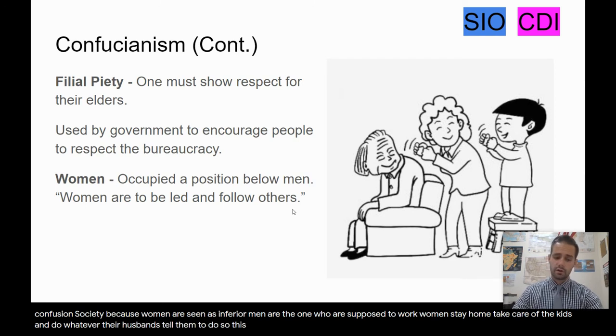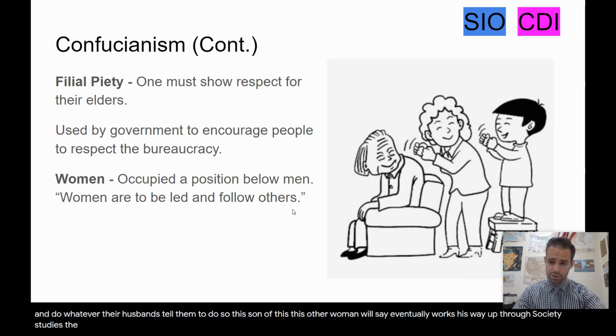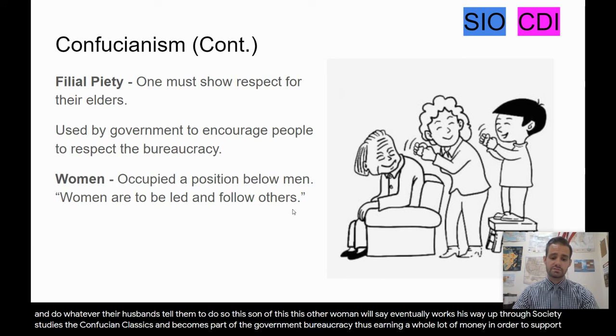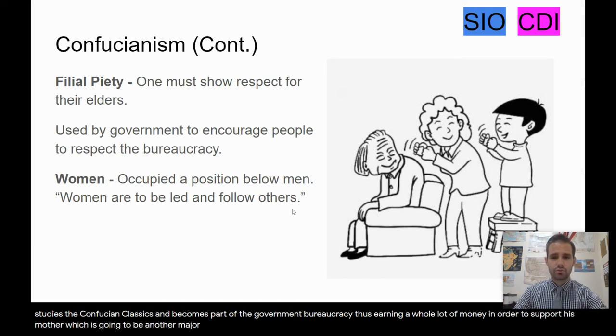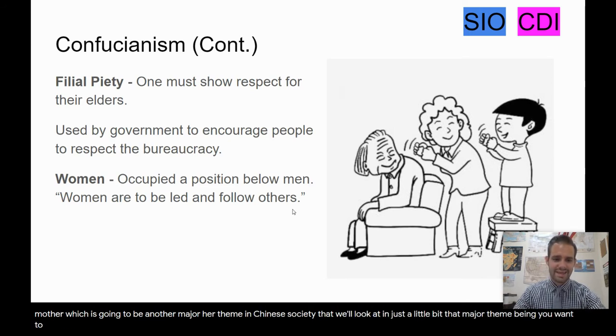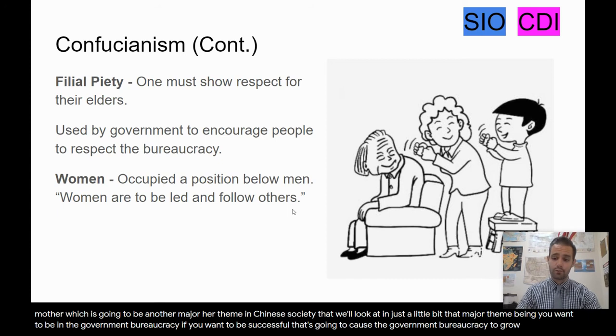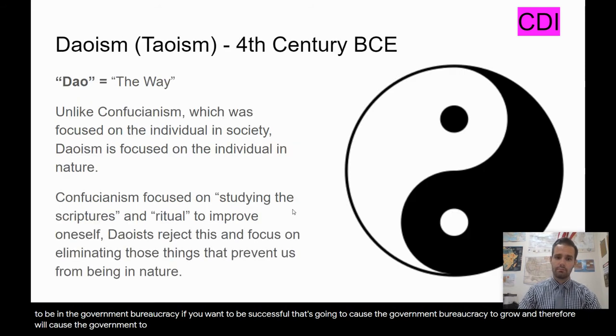So this son of this other woman, we'll say, eventually works his way up through society, studies the Confucian classics, and becomes part of the government bureaucracy, thus earning a whole lot of money in order to support his mother, which is going to be another major theme in Chinese society that we'll look at in just a little bit. That major theme being, you want to be in the government bureaucracy if you want to be successful. That's going to cause the government bureaucracy to grow and therefore will cause the government to be more centralized.